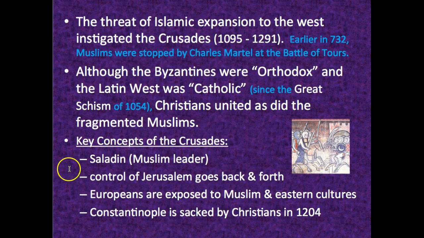Key concepts of the Crusades: Saladin, who is a Muslim leader, go back and review Saladin. We talked a little bit about Saladin in Jerusalem, especially in 1091. Control of Jerusalem goes back and forth. Europeans are exposed to Muslim and Eastern cultures, and Constantinople is sacked by the Christians in 1204.